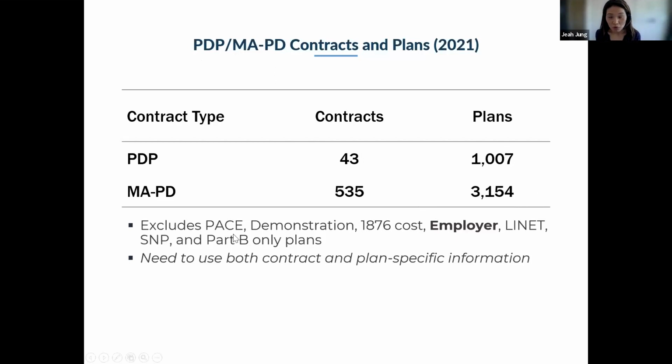But what you're missing here is that you have to look carefully at the notes of a table from MedPAC reports or Kaiser Foundation reports. Usually almost all of them exclude PACE, demo, cost, and employer. They simply say employer, but this is employer-sponsored plans. All EGWPs are excluded from this table, and also Part B only plans. So in order to do an apples-to-apples comparison and follow the MedPAC or Kaiser report approach, you have to use both the contract-level or plan-specific information, and you have to use the EGWP indicator.